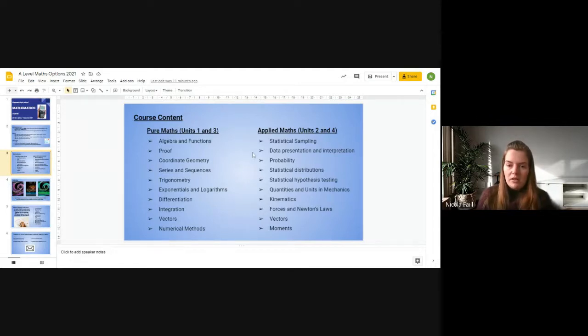We've got statistics, data presentation, data interpretation, probability, hypothesis testing. Some of this will be new to you within the A-level course. And as I said here, the mechanics content may have covered some of that in GCSE science within the physics content. Some of that will definitely be new content, new topics at AS and A-level. That's a very brief overview of the course, building on the GCSE and introducing some new content as well.